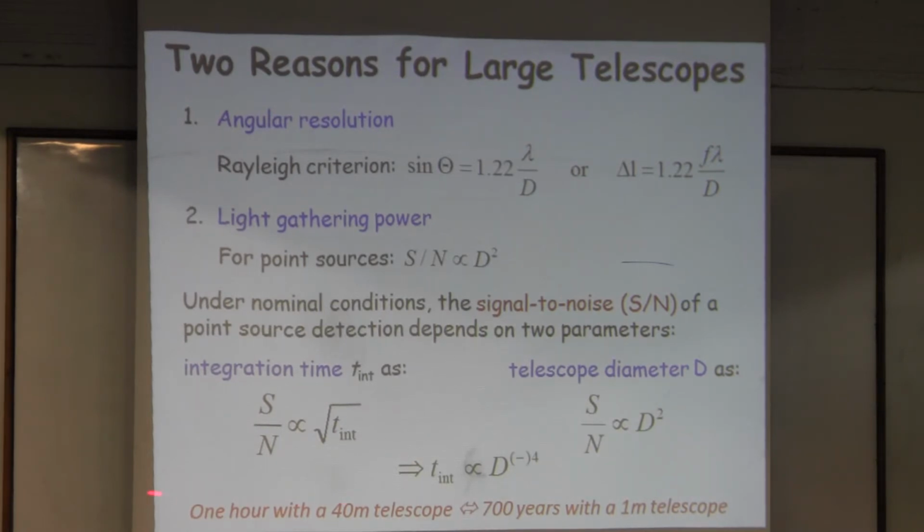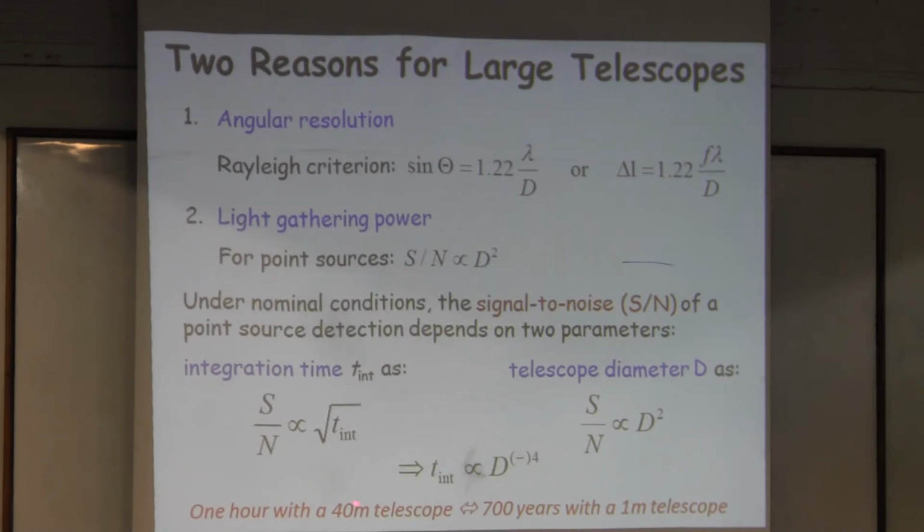So that means that if you have a 40-meter telescope, you can see sources within 1 hour for which you would have to integrate for 700 years with a 1-meter telescope. And this is a very important result, because that explains why people are dreaming about large telescopes. Size matters. Size matters, indeed.